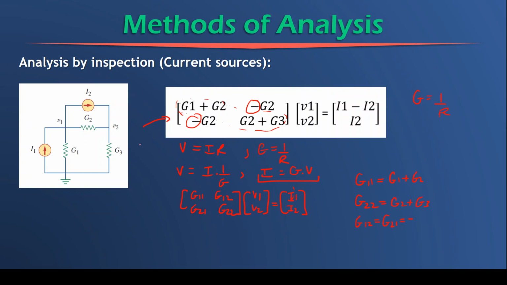And what is the value of the sum of the conductances connected between 1 and 2? That will give us G2. So that will give us negative G2. So these are the diagonal values that we've got.